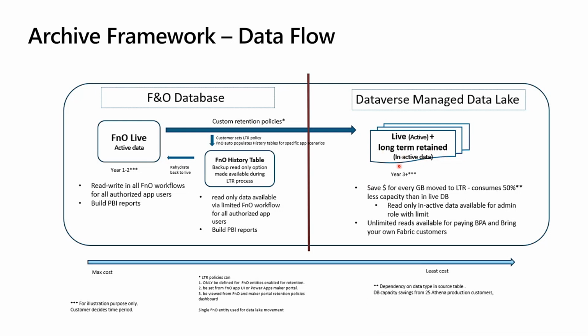Essentially, you will have 2 years worth of data in the F&O live table, 3 years worth of data in the history table, and 5 years worth of data in the Microsoft managed data lake, where 3 years is marked as archive and 2 years is marked as live. Now, the question that we get is: you are moving the data from an actual table to another table within the same database, so how is it saving the space, how is it saving the storage?